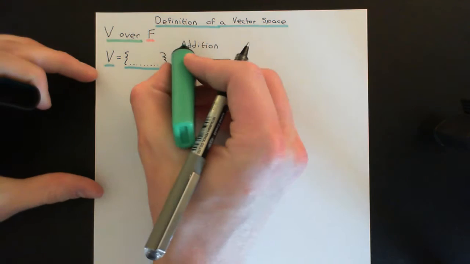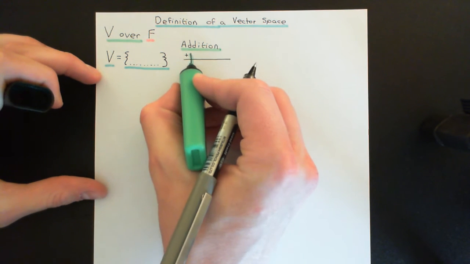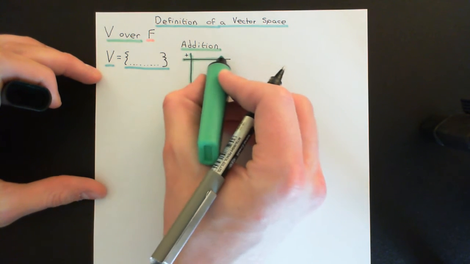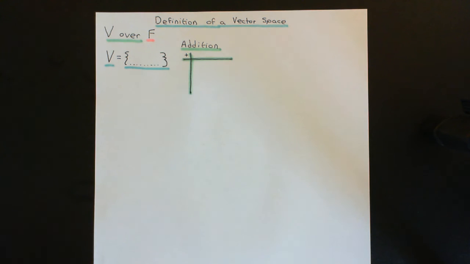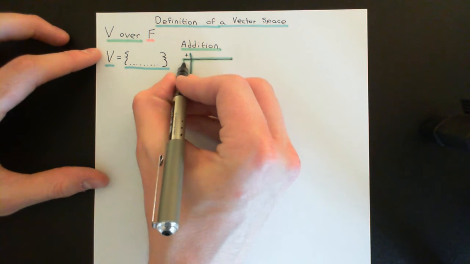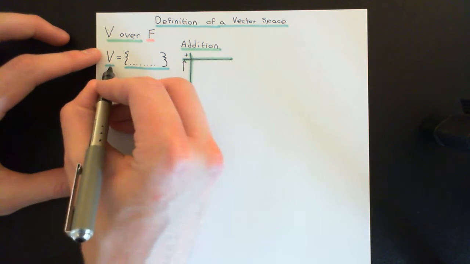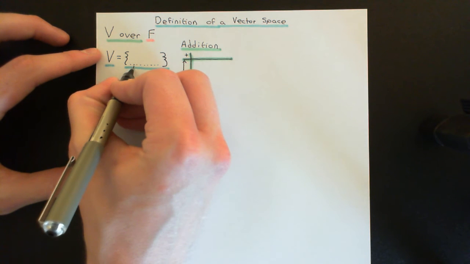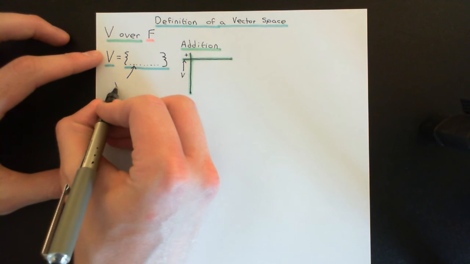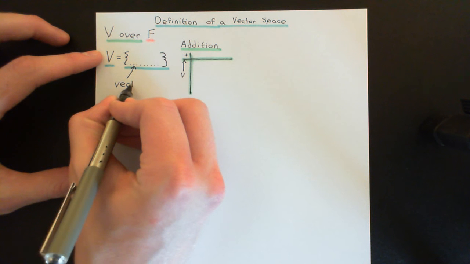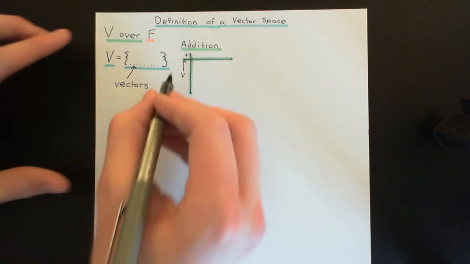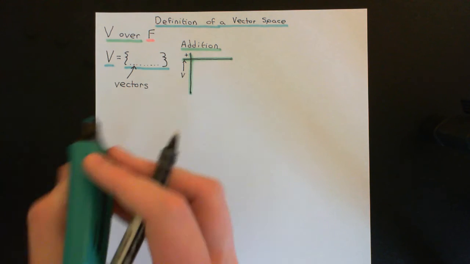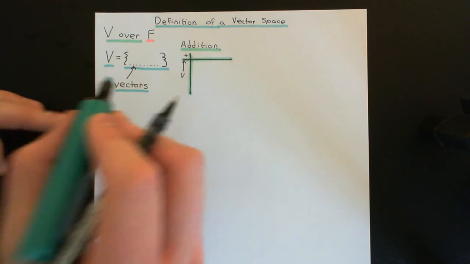I'll colour addition in green. So we'll have our composition table of addition here in green, and again the symbol for this composition is just the plus symbol, as usual. Okay, right, so what you'll do is you'll put all the elements of the set that is the vector space V over here, and I should just say that the elements of a vector space are called, you might be able to guess this, vectors. So the symbols in this vector space are going to be called vectors.